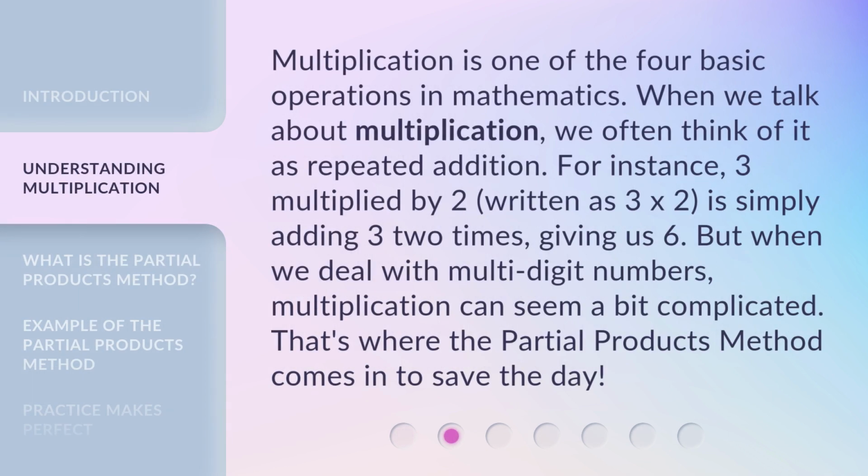Multiplication is one of the four basic operations in mathematics. When we talk about multiplication, we often think of it as repeated addition. For instance, 3 multiplied by 2, written as 3 × 2, is simply adding 3 two times, giving us 6. But when we deal with multi-digit numbers, multiplication can seem a bit complicated. That's where the partial products method comes in to save the day.